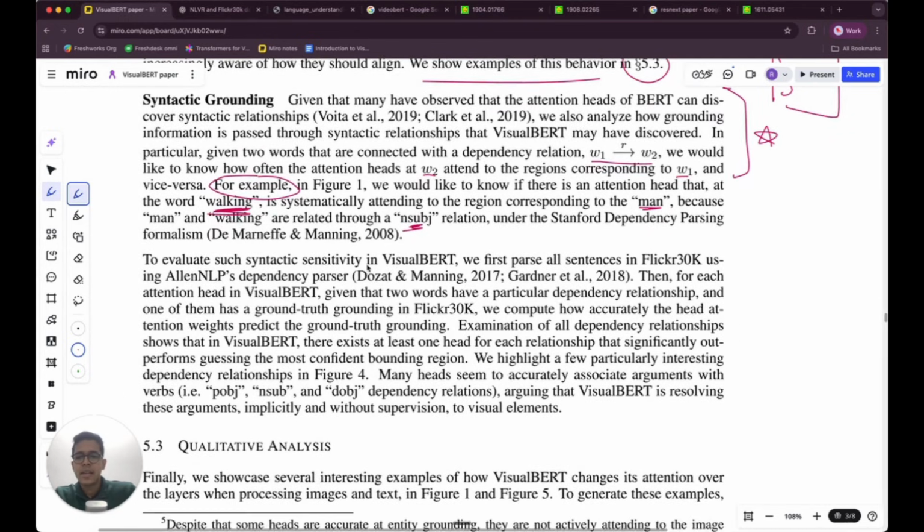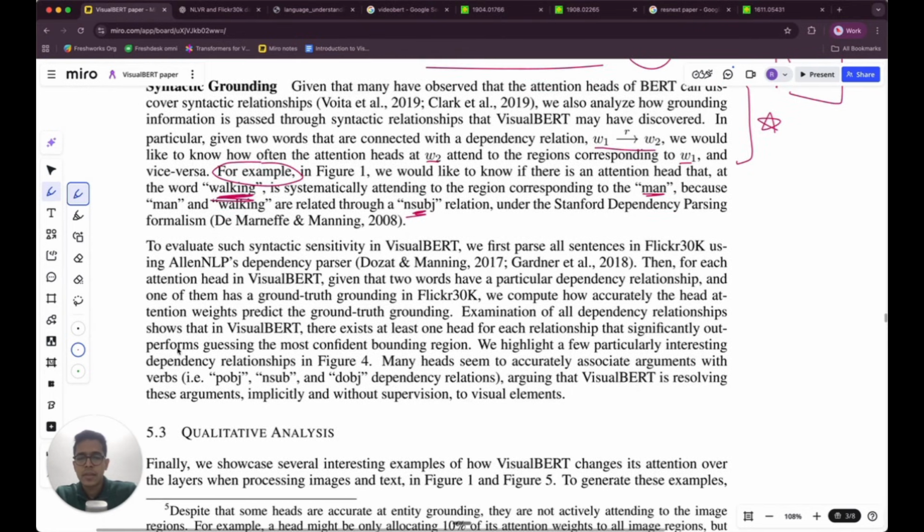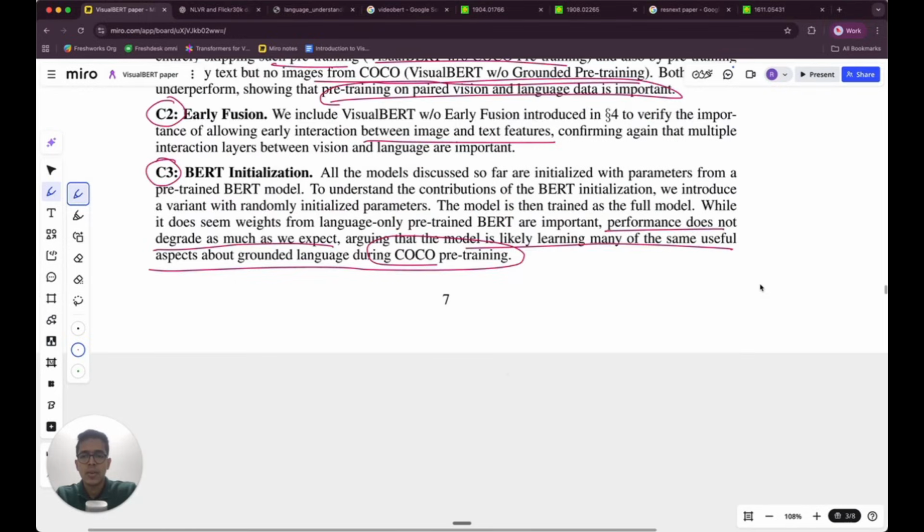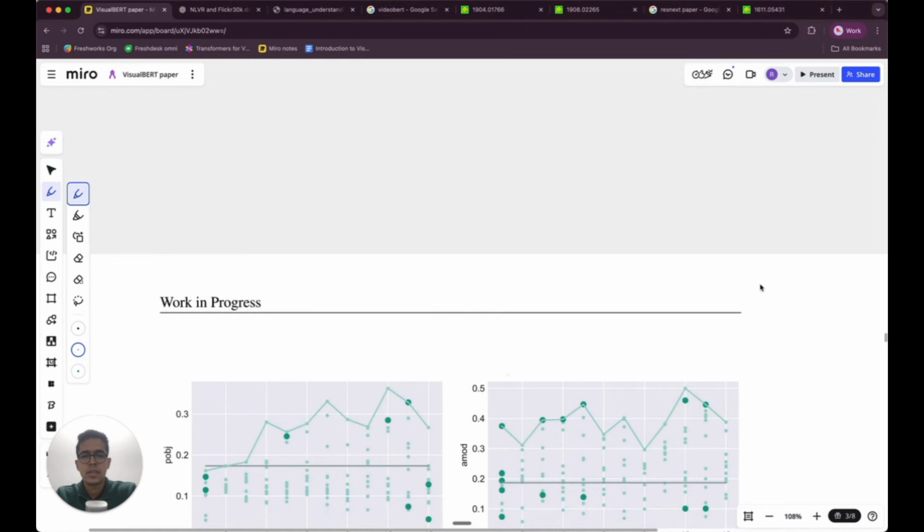To evaluate such syntactic sensitivity in VisualBERT, we first parse all sentences in Flickr30k using NLP's dependency parser. Then for each attention head in VisualBERT, given that two words have a particular dependency relationship and one of them has a ground truth grounding in Flickr30k, we compute how accurately the head attention weights predict the ground truth. Examination of all dependency, we highlight. I think this is a very dense sentence, not very nicely written unless we see a good figure. So we would like to see now figure 4, correct? I want to see what is figure 4. Then maybe we can understand this paragraph better.